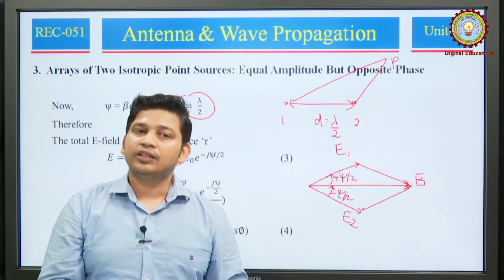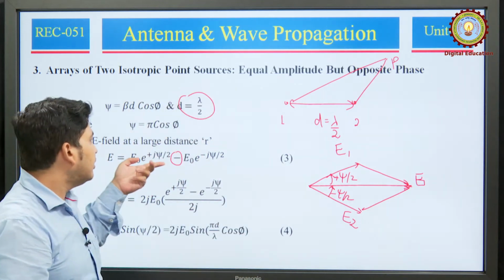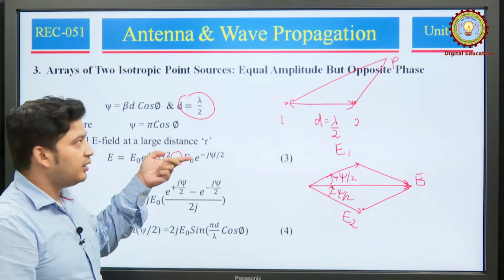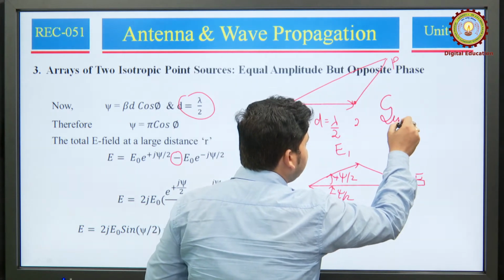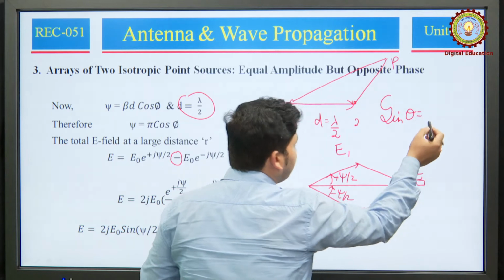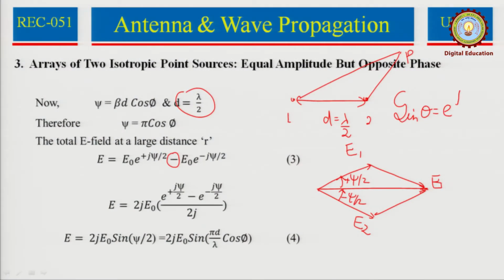How do we convert it? Using the Euler identity. As we know, sin theta is nothing but (e to the power j theta minus e to the power minus j theta) divided by 2j. So, this is the formula. Now we have to convert this. So, what do we require?